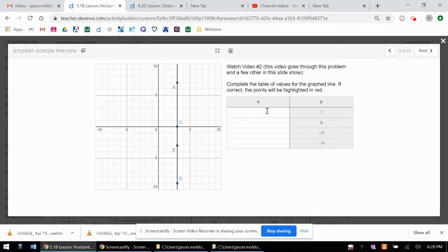And so now we're going to state the x values. The first point is at a height of 7, and it is right 3 and up 7. The next point is right 3 and up 0. That's point C. And we have a point right 3 and down 3. And the last one is also at 3, comma negative 9.